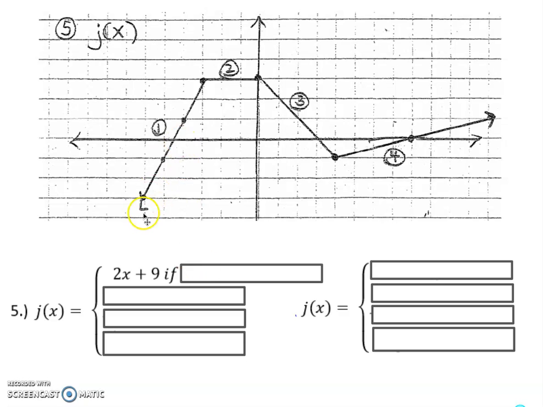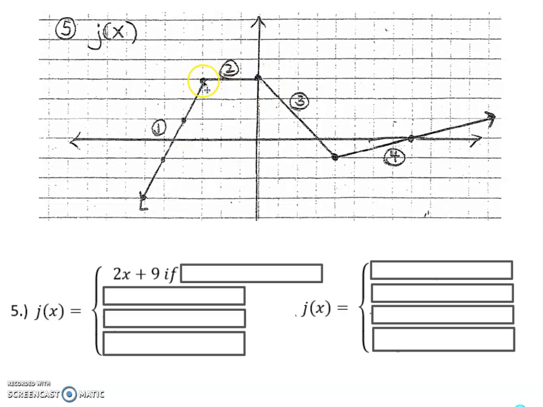Now, we're not including the whole graph. We're just including this part of the graph. So it goes off to negative infinity, and it stops at what x value? What is this x value? Count it out. We go left 1, 2, 3. So at -3, we're wanting all the numbers smaller than -3. So everything to the left is smaller. So we want our x values less than -3.